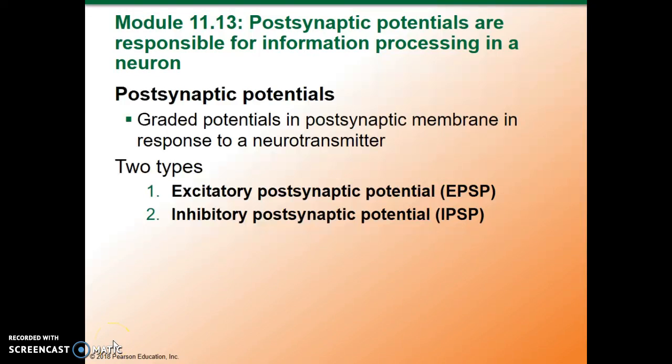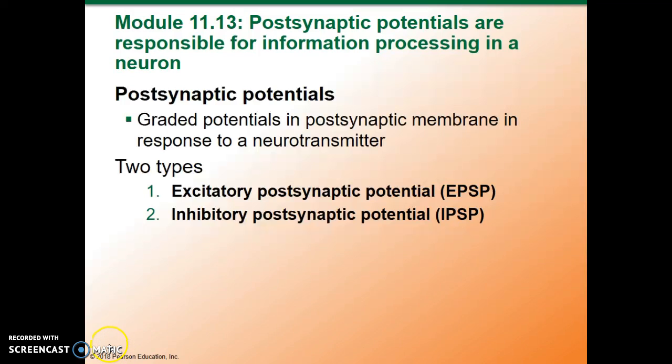What happens at that postsynaptic membrane is pretty interesting. Information, that is, those postsynaptic potentials, are processed right there. The postsynaptic potential is a graded potential in the postsynaptic membrane in response to the neurotransmitter that crosses that synaptic cleft. And there's two types, and I want you to think about those words for those two types: excitatory postsynaptic potential and inhibitory postsynaptic potential.